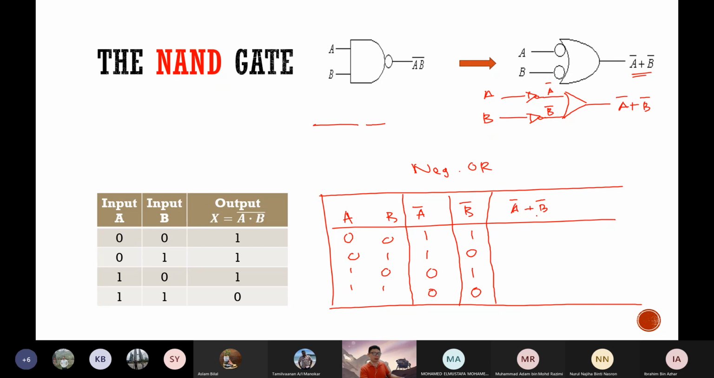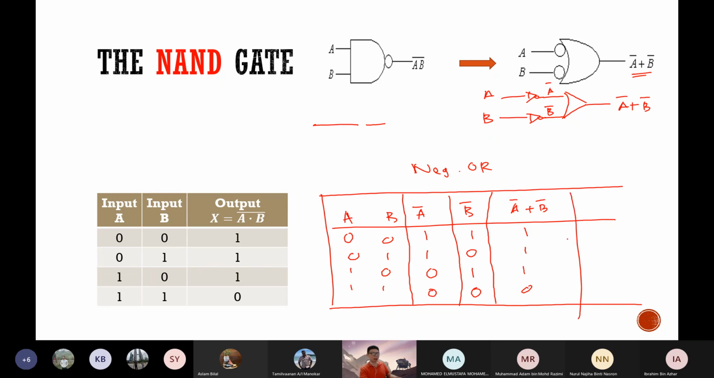So once I have these two, then I can compute the output over here. The output is just A bar OR with B bar. So you have over here A bar already. You're just going to OR these two together. So 1 or 1, 1; 1 or 0, 1 also; 0 or 0, you get the 0.